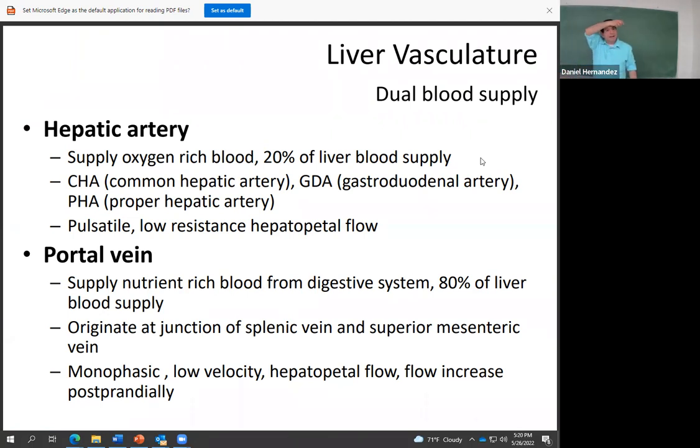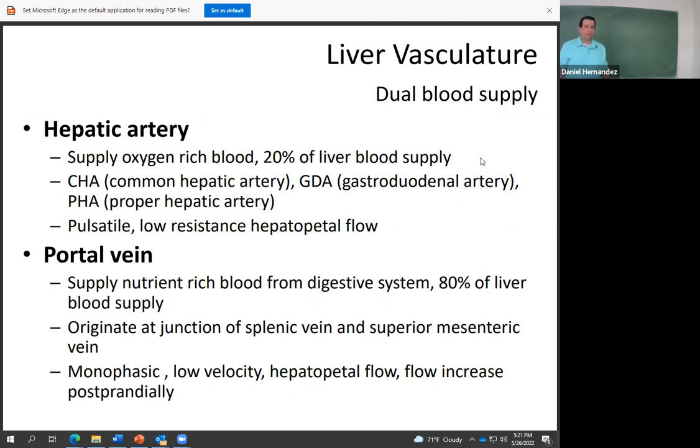When we talk about liver vasculature, an important fact to know is that the liver has a dual blood supply. There are two vessels responsible for bringing blood flow to the liver itself. The blood supply to the liver comes via the hepatic artery and the main portal vein. The majority of the blood flow brought to the liver is through that main portal vein. The hepatic artery supplies oxygen-rich blood and constitutes about 20% of the liver blood supply.